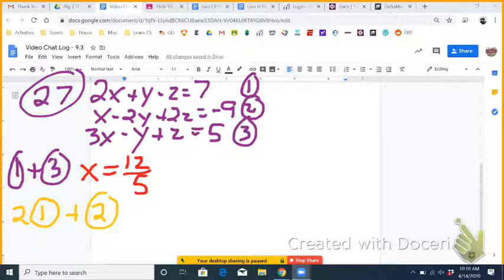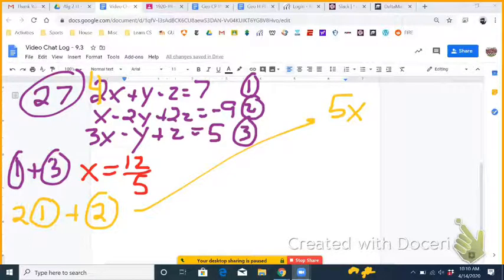Alright, so now if I do 2 times equation 1 plus equation 2, 2 times equation 1 would give me a 4x, plus x would give me 5x. Having trouble writing this because of technical difficulties. Come on, write. It's not writing on my screen. Sorry about that. Alright, over here I'll write.